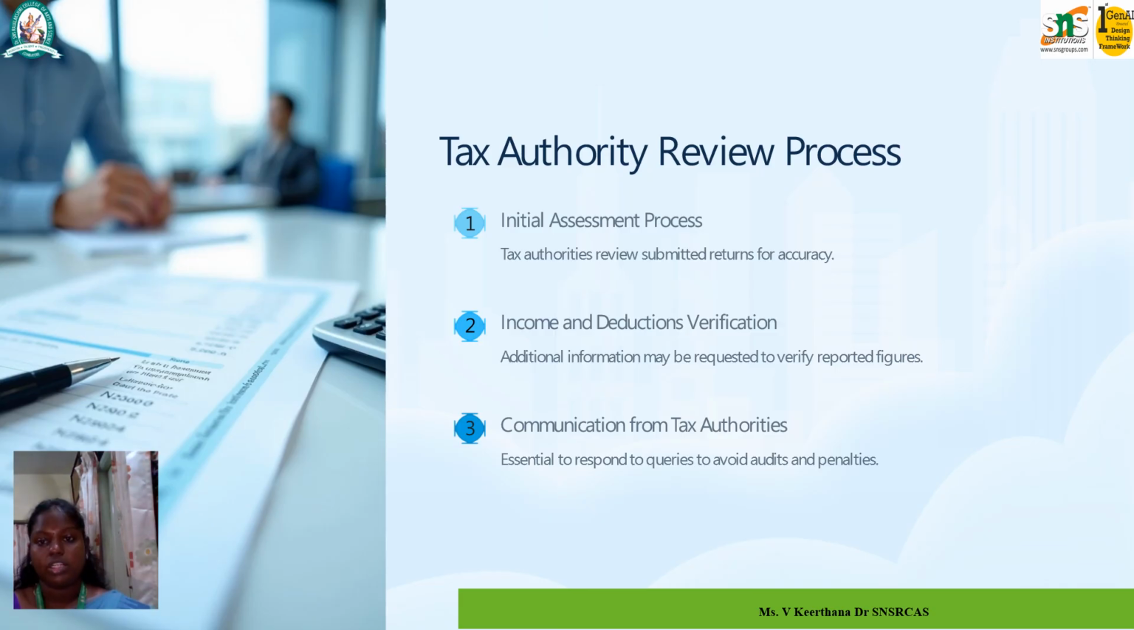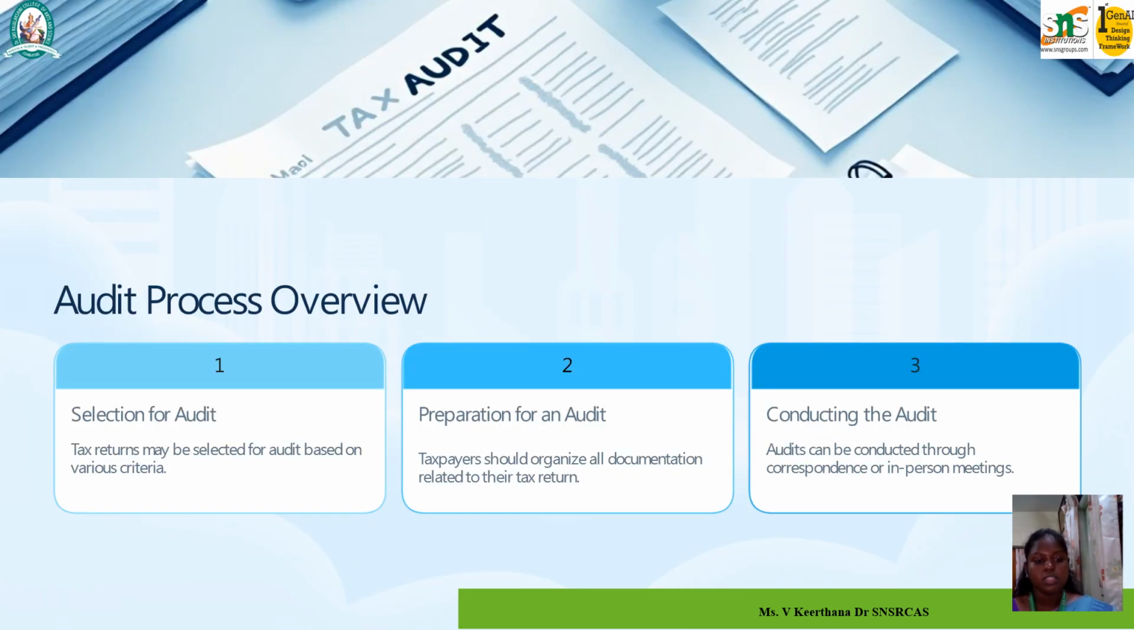Next, the tax authority will review our assessment. First is the initial assessment, checking that the given data are fair and accurate. The second step is checking what incomes and what deductions are reported in our document. And third is communication from tax authorities. The tax authorities will raise queries, and we have to clear those queries and respond accordingly to avoid the audits and penalties. And next is the audit process overview.